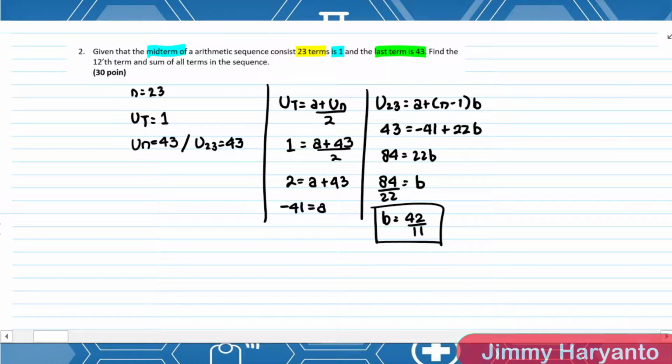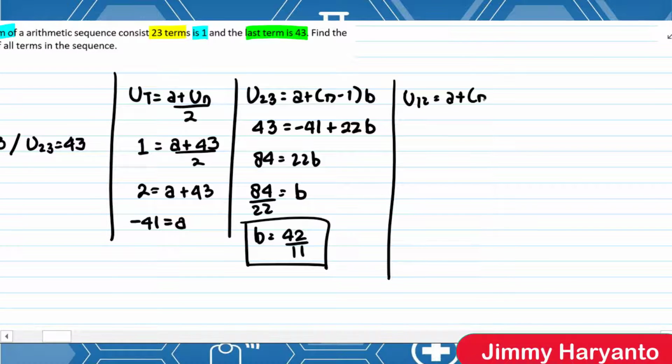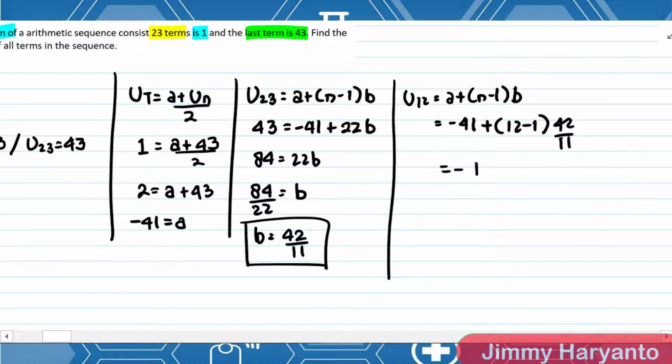And then the question wants us to find the 12th term. The 12th term, u12 equals a plus n minus 1 times b, equals negative 41 plus 12 minus 1 times b, 42 over 11. So negative 41 plus 42 equals 1.